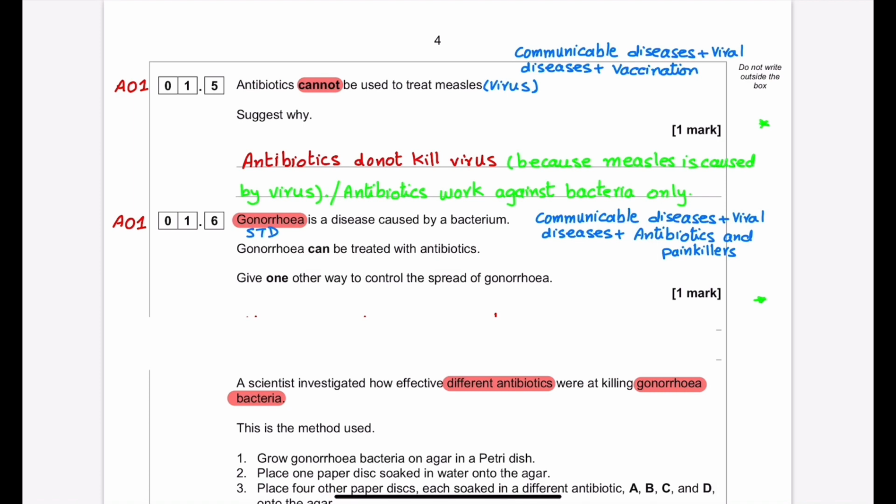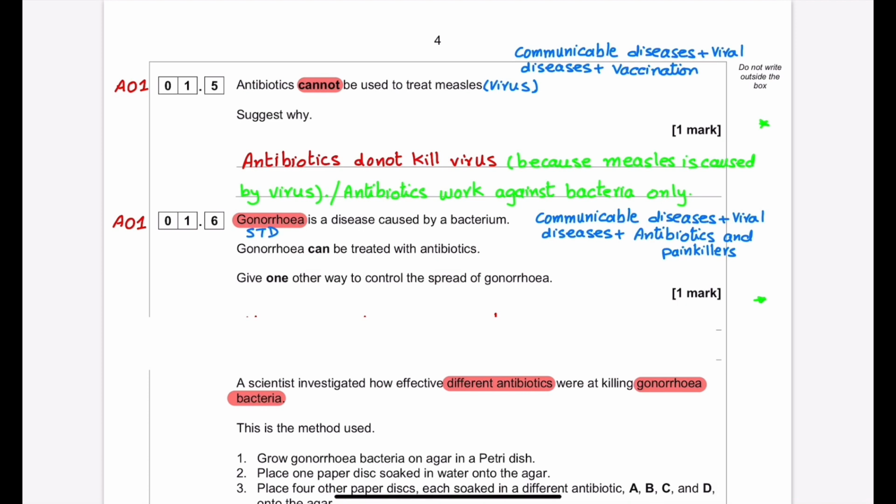The next question is an AO1 question from the same area, that is communicable diseases, viral diseases, antibiotics, and the painkillers. Gonorrhea is a disease caused by a bacterium. Gonorrhea can be treated by the antibiotics. It is an STD, which means sexually transmitted disease. So give one other way to control the spread of gonorrhea.